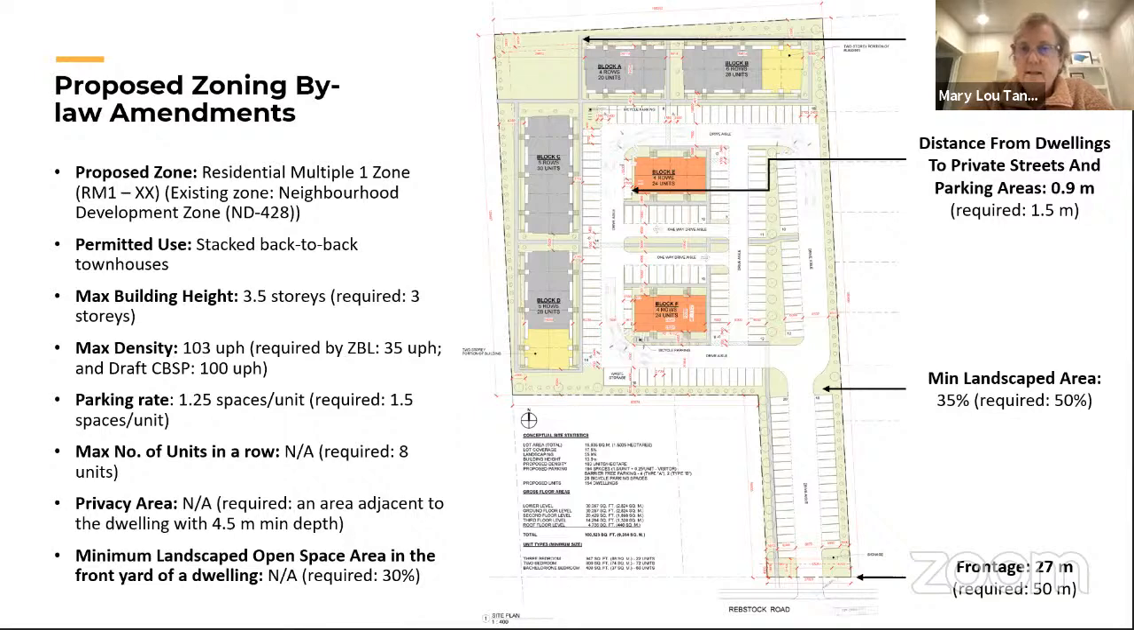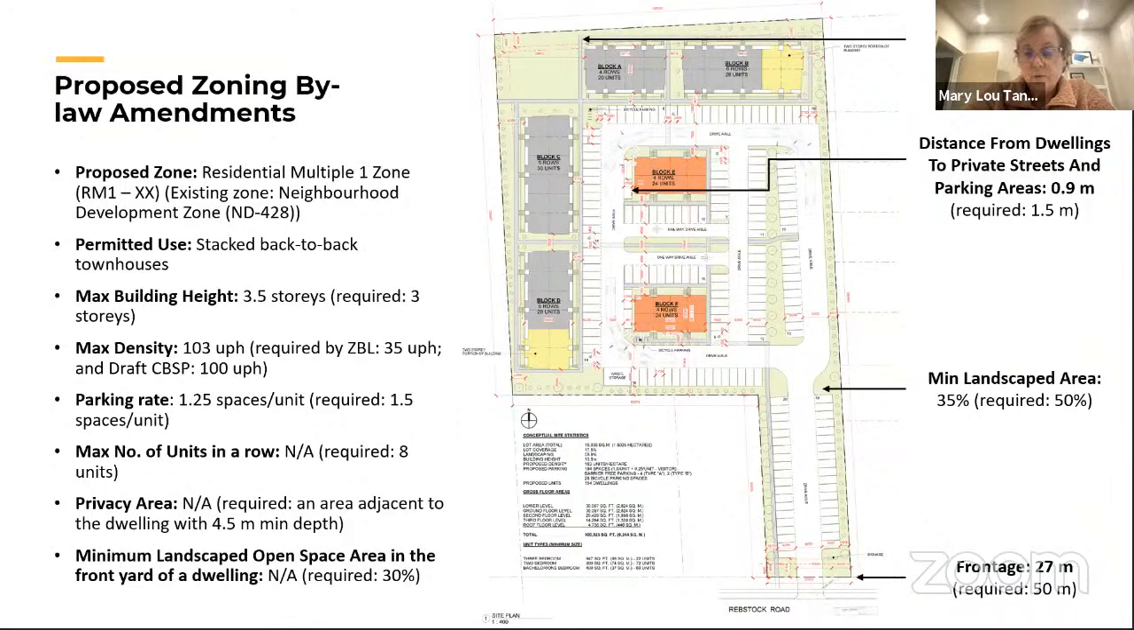Moving down on the right-hand side, the distance from dwellings to private streets and the parking areas, we're proposing 0.9 meters, and what is required is 1.5 meters. And this is to address providing those parallel parking spaces that you can see just to the left of Block E, and making sure there's a reasonable distance for grass and plants to grow. The landscaped area we're proposing is 35%, while the town requires 50%. And this is something that we are proposing because we are trying to balance providing on-site parking with providing landscaping.